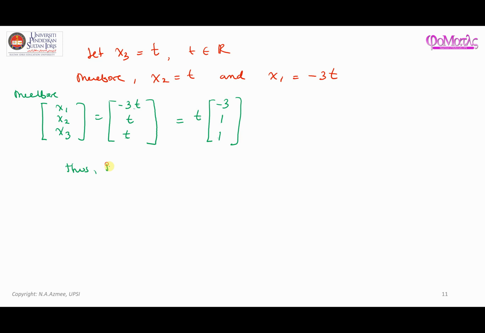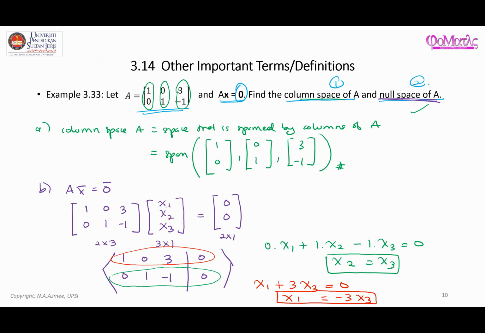Based on that, you can say that the null space of A, which is Null A, is the span of this vector here, negative 3, 1 and 1. So that is the solution for the question asked here.